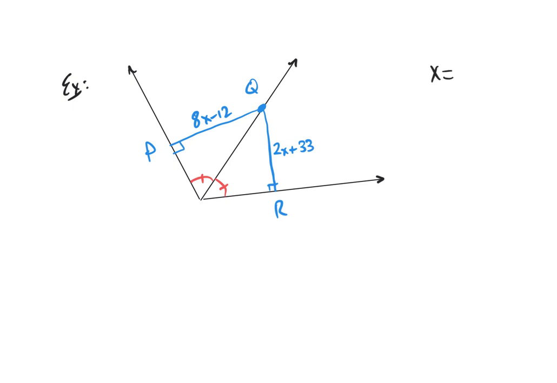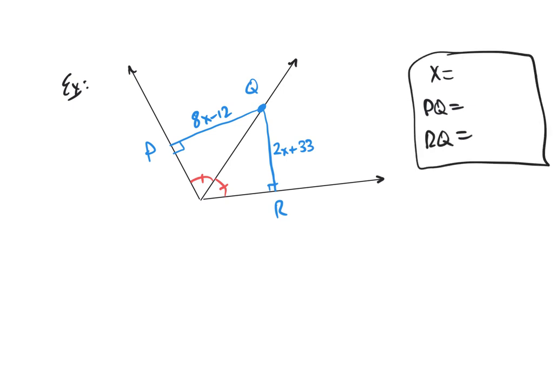What does the value of x have to be? What's the length of PQ? And what's the length of RQ? Right, so 3 questions on this one, but relatively easy. The idea again, if the middle ray is an angle bisector, then the distances to the sides of the angle have to be the same. Which allows us to create a really easy equation. One distance to the side, 8x minus 12, has to be equal to the distance to the other side of the angle, 2x plus 33.